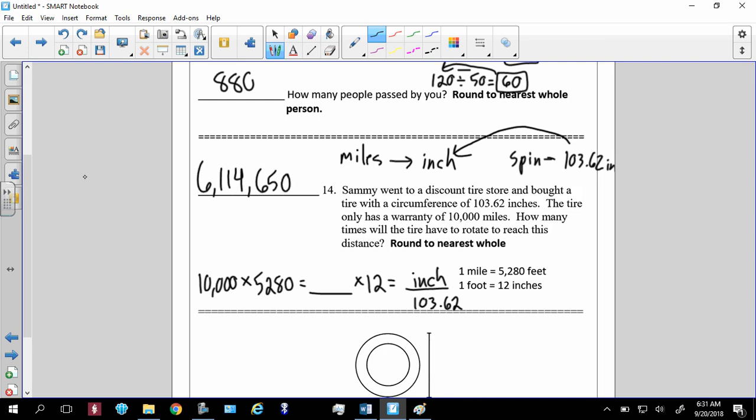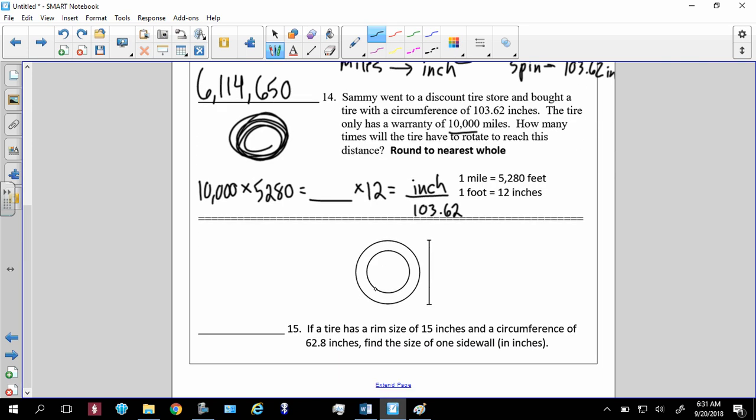6,114,650. That's how many times that tire has got to go around and around until it gets 10,000 miles. All right. If a tire has a rim of 15, circumference of 62.8, well, I just see the circumference. I know I got to divide that by 3.14. So when I do that, I get 20 with a rim of 15.